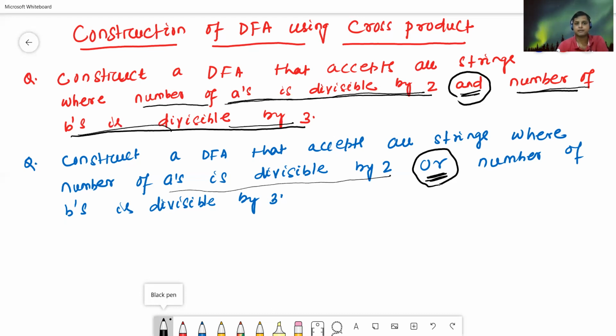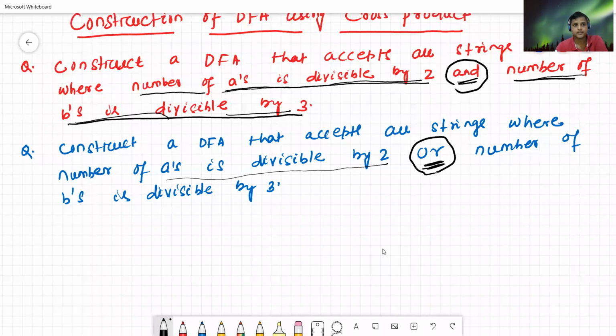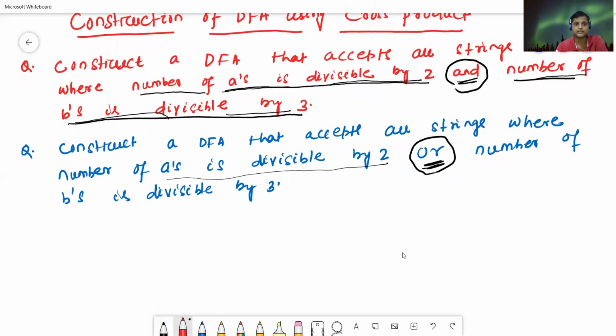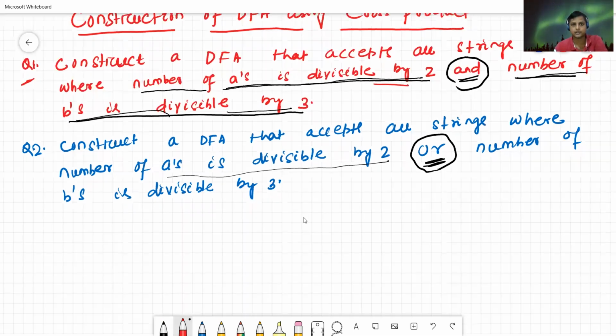Construct a DFA. First, what is the process? Let this be question 1 and this one question 2. Now we'll construct the first question: construct a DFA that accepts all strings where the number of A is divisible by 2 and the number of B is divisible by 3.